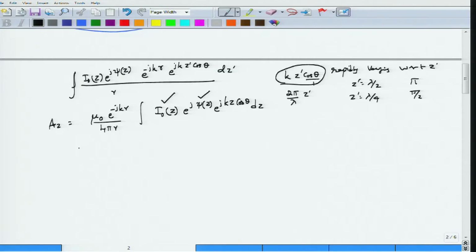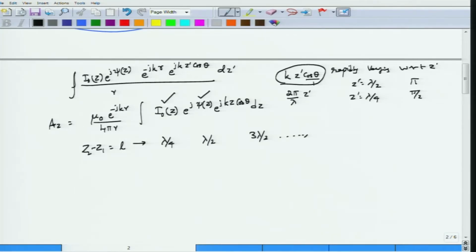All this happens because you do not really know the current distribution I0 of z into e power j psi of z. Moreover, you do not even know the current distribution for different values of z. If the length of the antenna, which is z minus z1, is equal to L, and L is lambda by 4, you get a different current distribution. If it becomes lambda by 2, the current distribution changes, 3 lambda by 2, it changes, and it just keeps on happening.